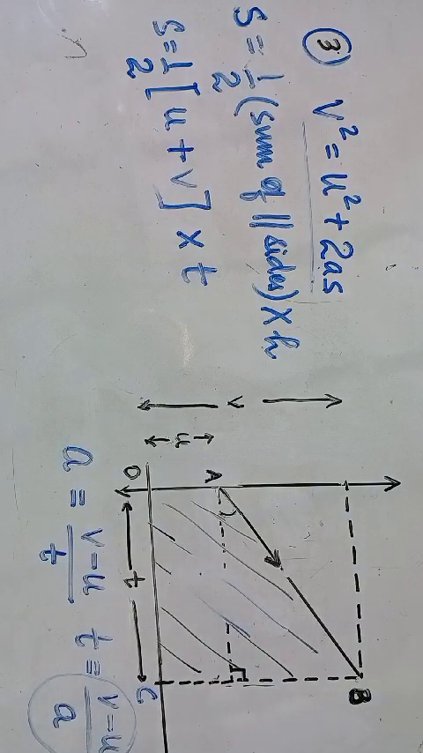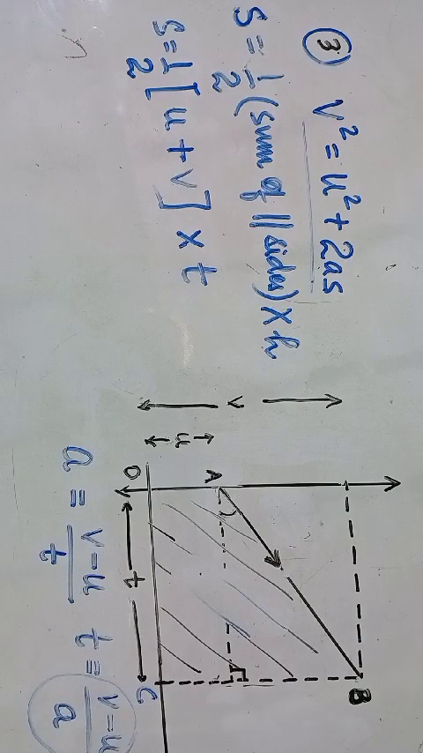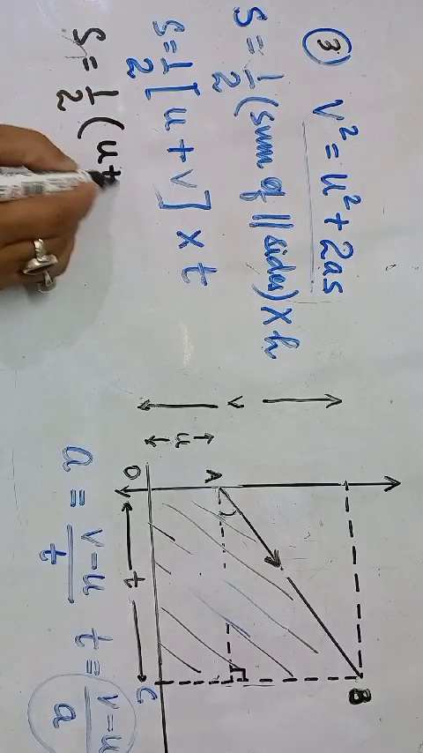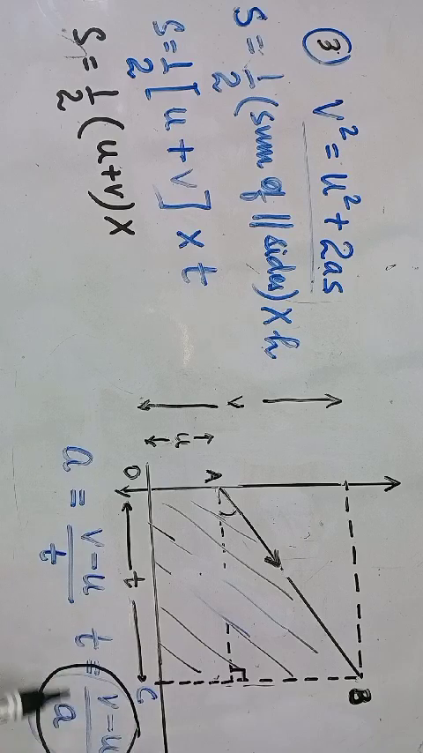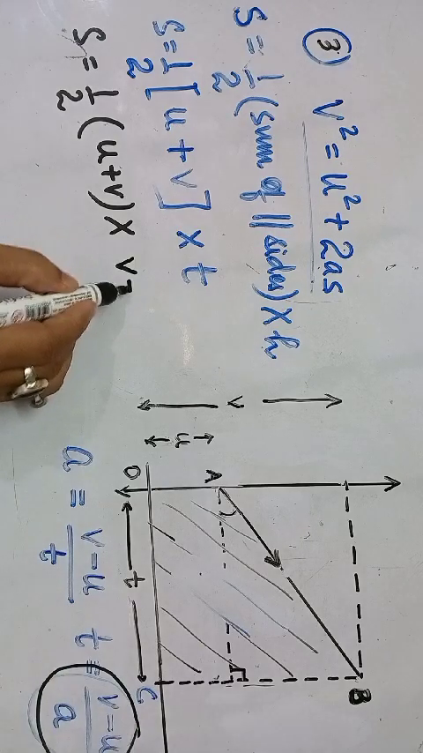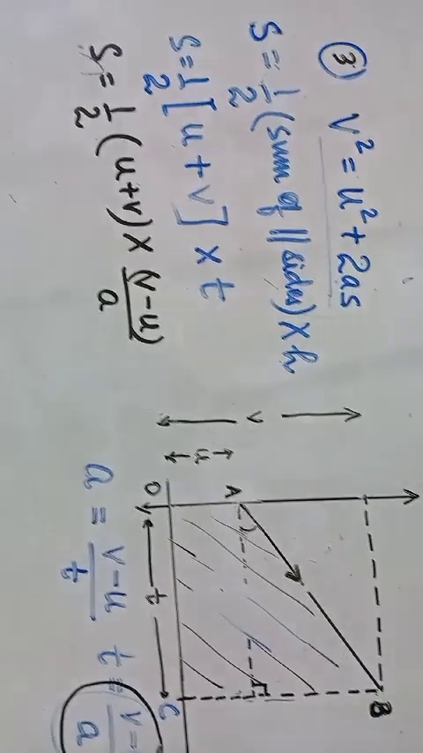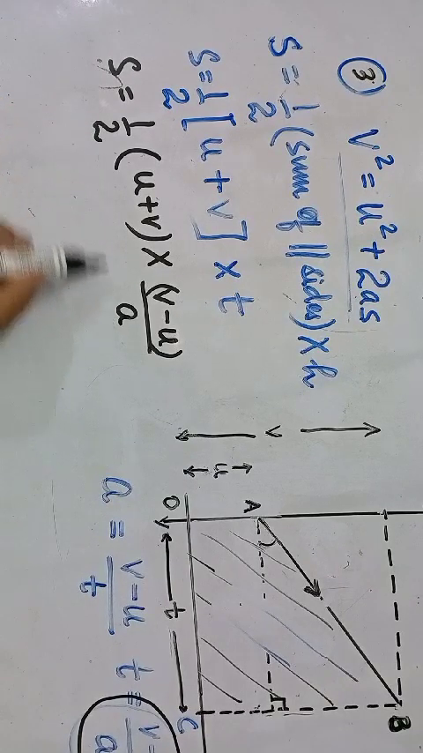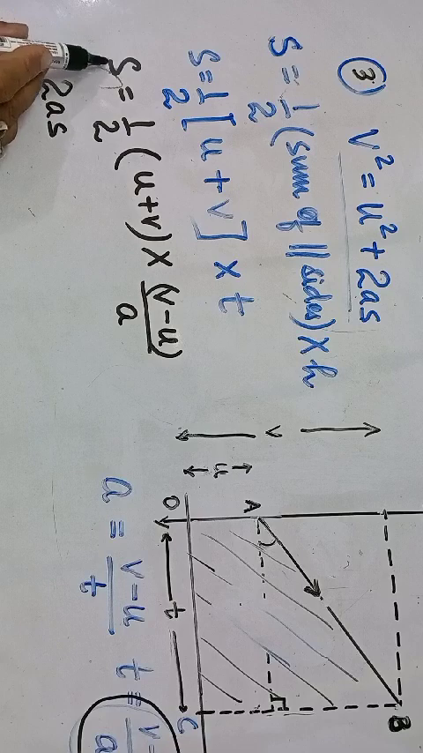Let me write this ahead in the next step. So we have s is equal to half, this will remain as u plus v. In place of this t, I am going to put v minus u upon a. Now, children, have a look. It is all mathematical simplification. 2 and a are appearing in the denominator, so these two things can come here to give us 2as. s was already there, 2a will also go to this side, cross multiplication.